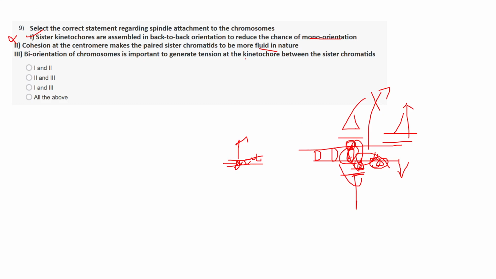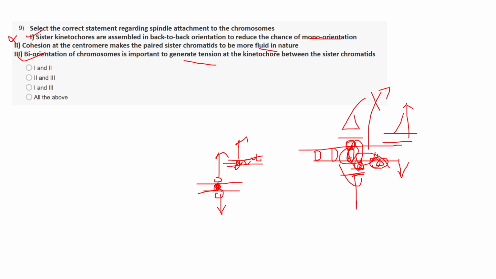Bi-orientation of chromosomes is important to generate tension at the kinetochore between the sister chromatids. So this option is actually correct, because with bi-orientation the chromosomes are present in the dimeric form. The kinetochores will remain attached in the opposite direction, and then the microtubule will attach at the kinetochore and pull the sister chromatids away from each other, producing the tension.